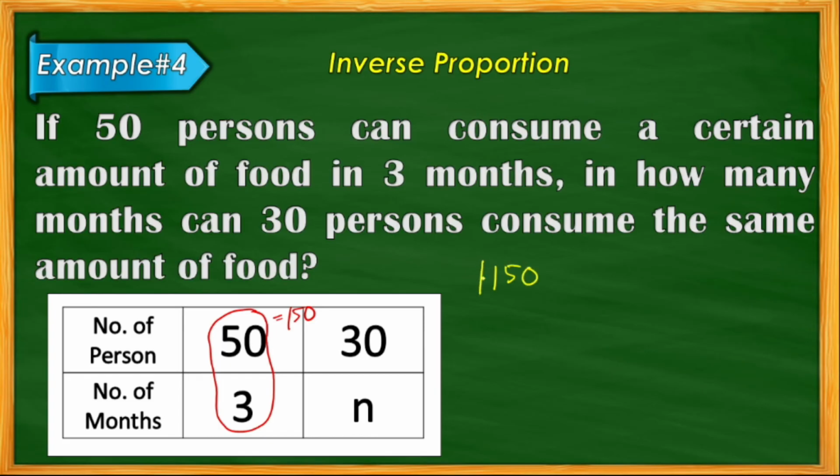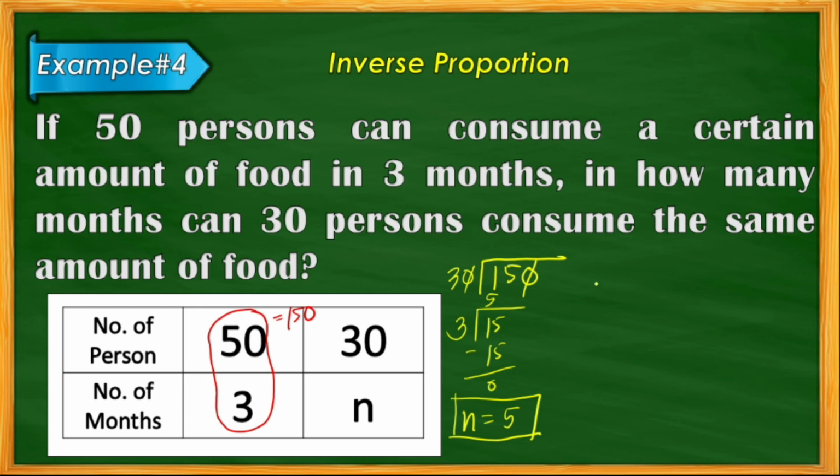So 150, you're going to divide this one by the remaining digit, 30. 150 divided by 30, cancel out 0. So we have 15 divided by 3, the answer is 5. 5 times 3, the answer is 15. Subtract 0. So the answer, n is equal to 5. This would be the answer.